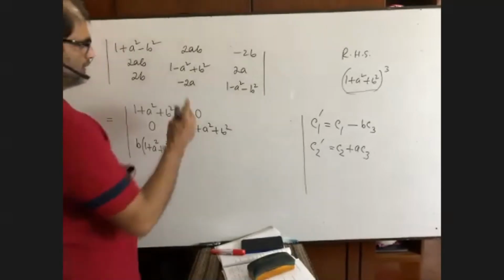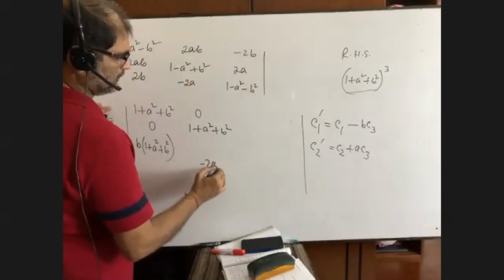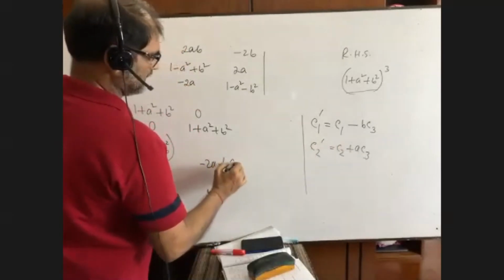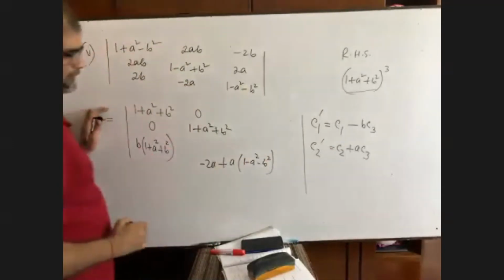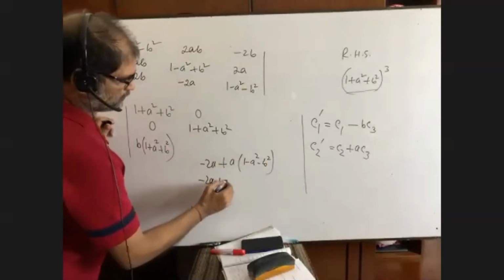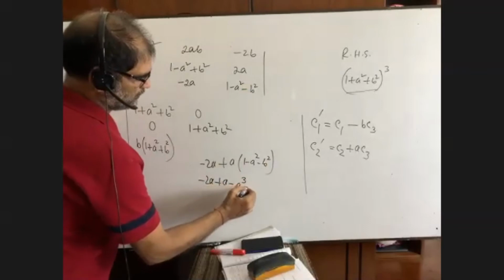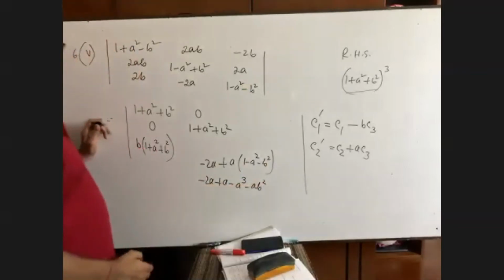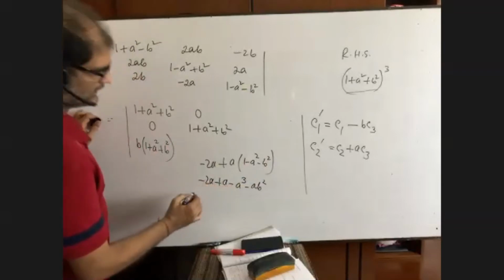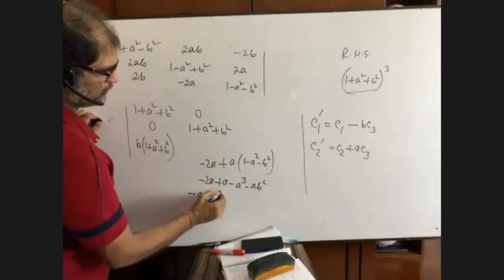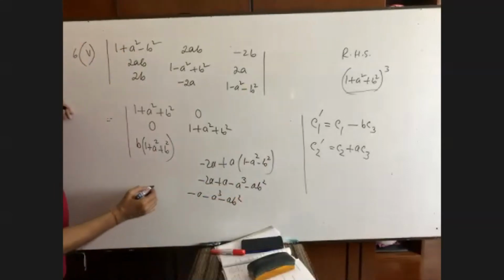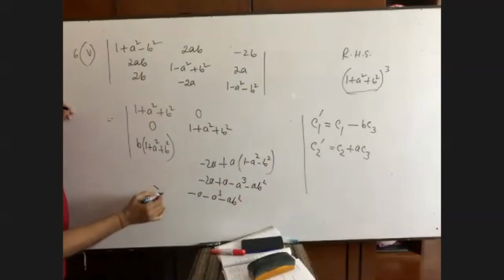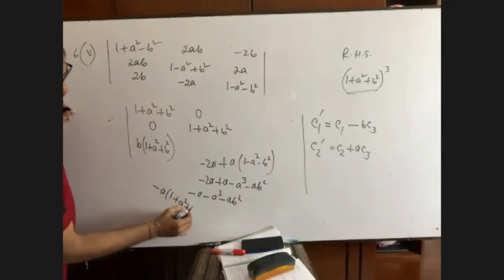Now column 2 again. This is what? Minus 2a. This is plus a into this column 3. So it is minus 2a plus a minus a cube minus ab square. Minus 2a plus a, that is minus a cube minus ab square. I can take minus a common. Minus a common, that means what? Minus a into 1 plus a square plus b square. Right?